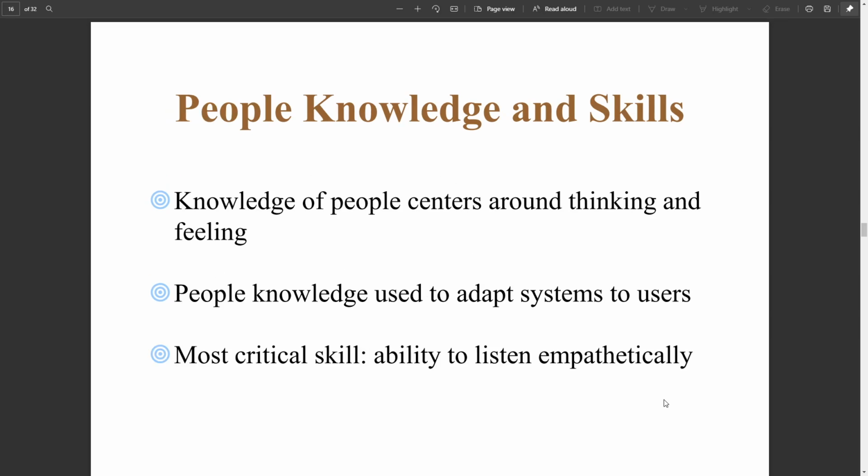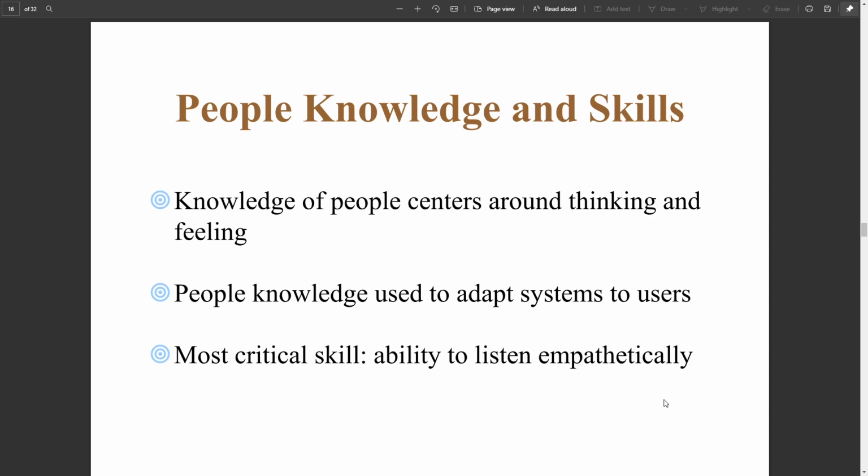So people knowledge and skills. Because this is very important because knowledge of people centers around thinking and feeling. Okay? So in this way you can get to know the people you talk about. Having knowledge among people can be used to adapt systems to users. So basically, makakatulong ka na imagine paano maging chef. And you gain that knowledge and skill by actually talking to that person.